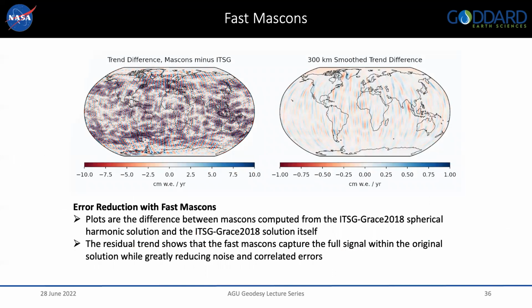We also looked at how well the mascon solution removes errors from the original spherical solution. By taking the difference between our fast mascons and the original ITSG GRACE 2018 spherical solution, we saw that the key differences between those two products are almost entirely noise and vertical striping, which means that this mascon estimation process does an excellent job at removing noise and vertical stripes, but doesn't remove signal that we want to be able to actually study.